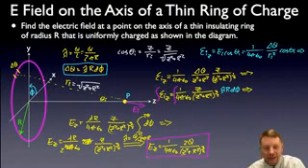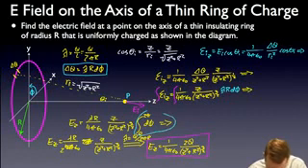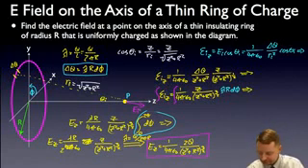And if you look, the actual integration here was actually really simple. Our actual integration is the integral from 0 to 2 pi of d phi. Everything else comes out as a constant. The real work is in the setup of the problem. So, the electric field on the axis of a thin ring of charge. Let's go on and do one more.